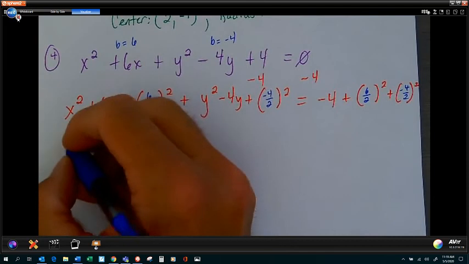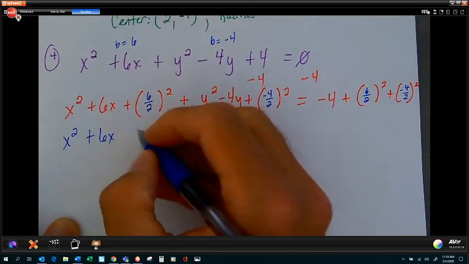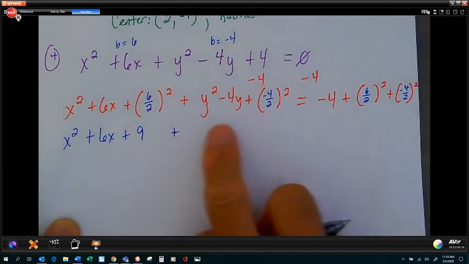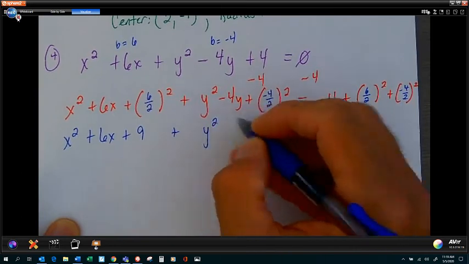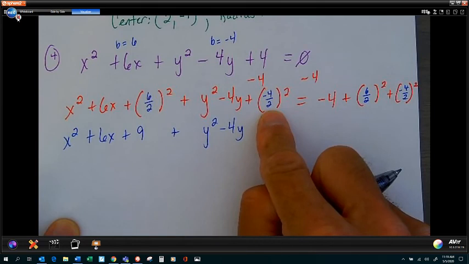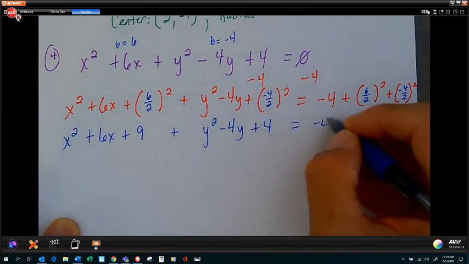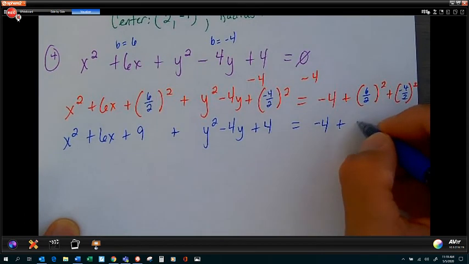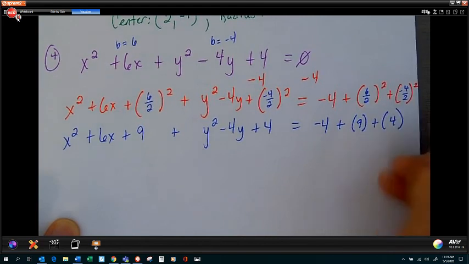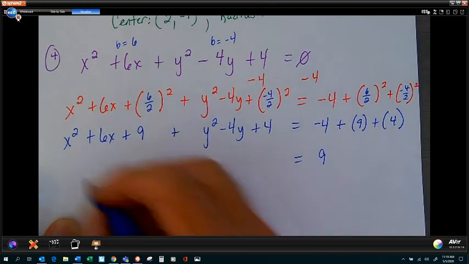So simplify it: x squared plus 6x, and I know 6 divided by 2 is 3, and 3 squared is 9. Now I'm going to do this quadratic, perfect square, y squared minus 4y. And again, negative 4 divided by 2 is negative 2, and negative 2 times negative 2 is going to give me a positive 4, equals, now I have my negative 4 plus, this becomes 9, and this becomes 4. So these 4s are going to cancel out, and I'm going to leave that 9 here.